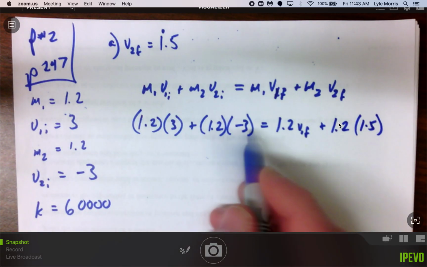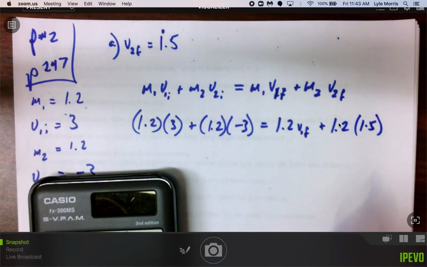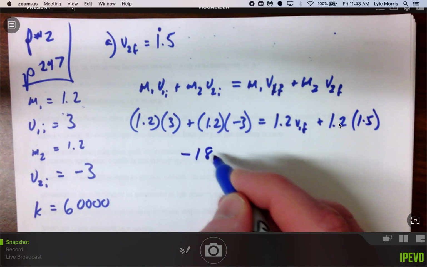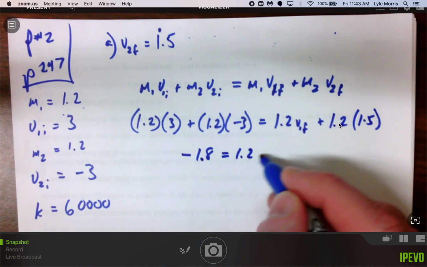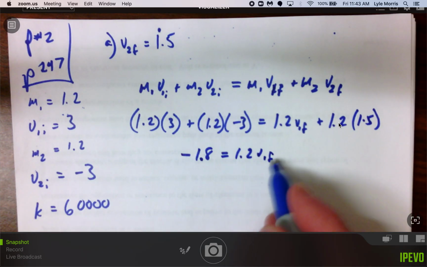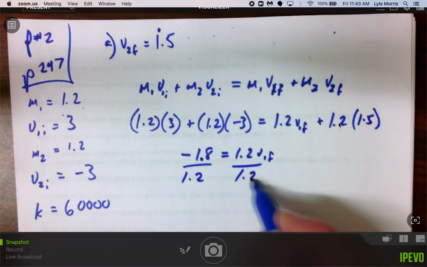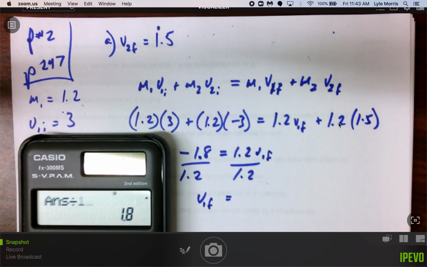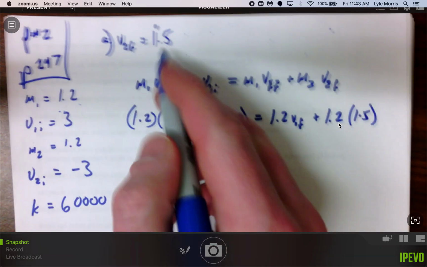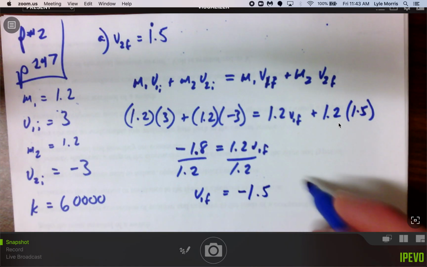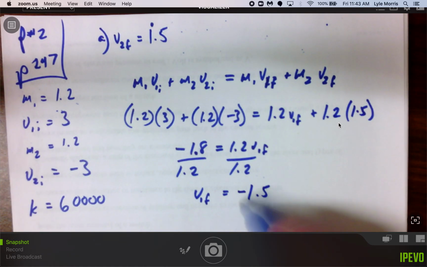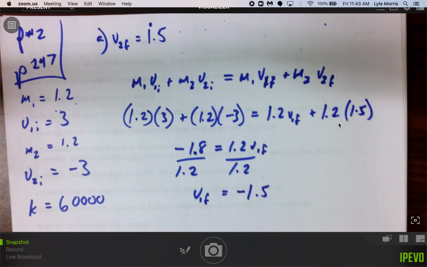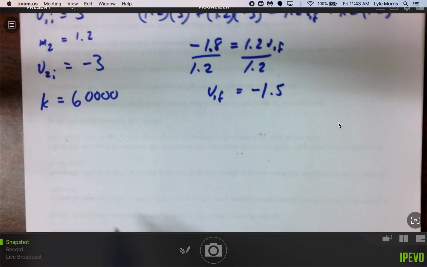So these cancel, that's 0. 1.2 times 1.5 is 1.8. So it's negative 1.8 equals 1.2 V1F. So we divide both sides by 1.2. V1F is going to be 1.8 divided by 1.2, 1.5. Works out anyway. So it's negative 1.5. And that is going to the left, right? Because it's negative 1.5.